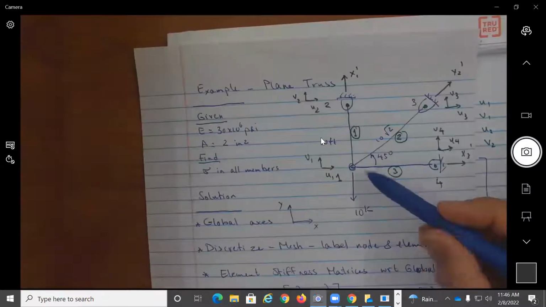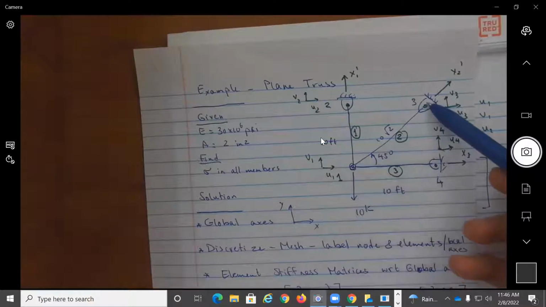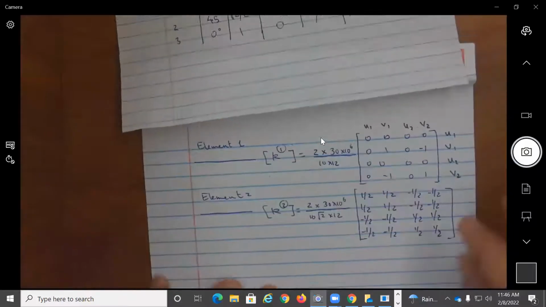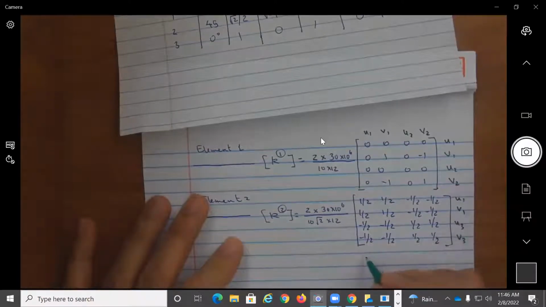Now, element 2 extends from node 1 to node 3, which corresponds to U1, V1, U3, V3. So if I want to label this, I will put here U1, V1, U3, V3.